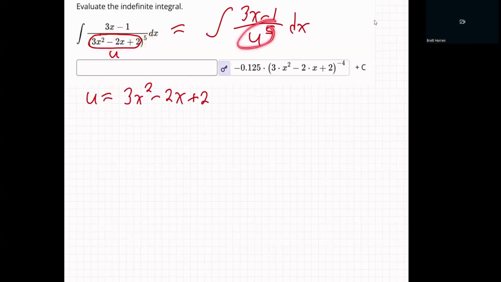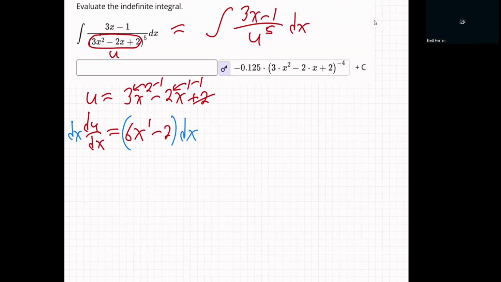Okay, so now we can't have u and x mix. We've got to get it all in u. So let's take the derivative. du/dx, you remember the derivative comes down: 2 times 3 is 6, subtract 1 from the power, so it's just x to the first. This 1 power comes down, minus 2, subtract 1 from the power, the x is gone, and that part's just 0. Then multiply both sides by dx, and it cancels out. So du is 6x minus 2 dx.